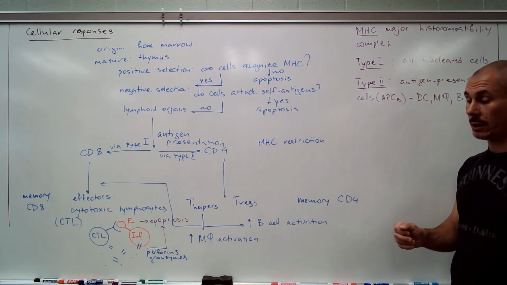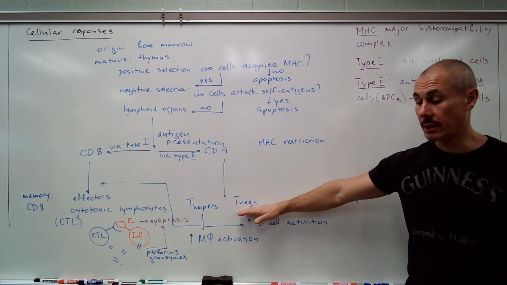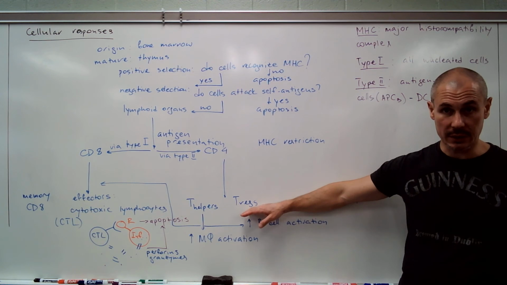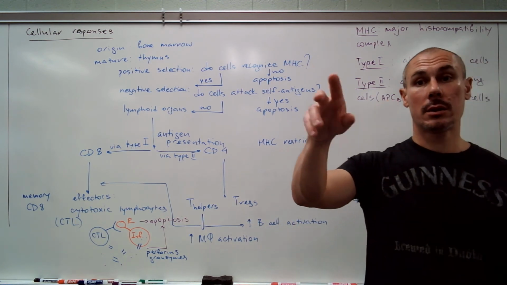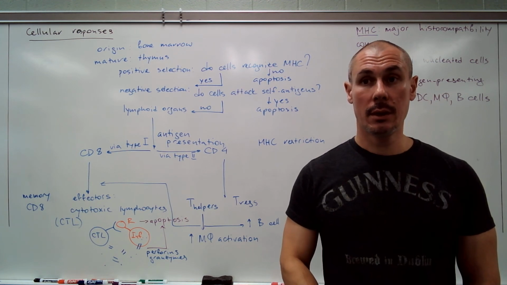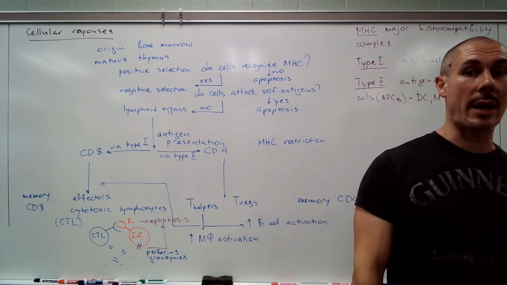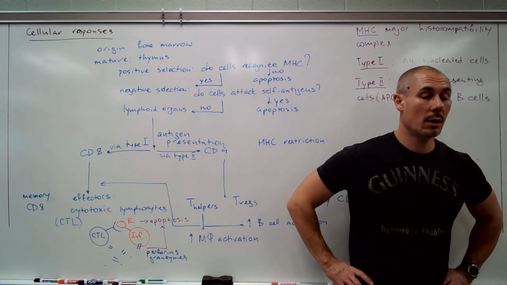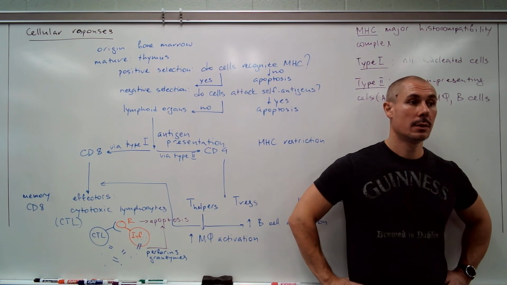Another clinical application. What if you're losing Tregs specifically, or Tregs are dysfunctional? Remember what they do? They suppress the immune response, right? If you don't have a suppression of the immune response and your immune response runs rampant, what will it result in? The rampant immune response.